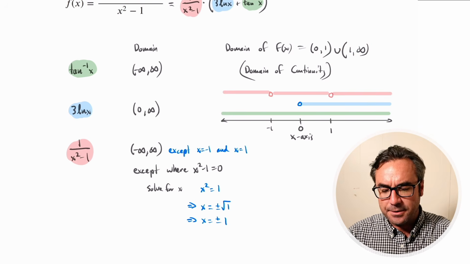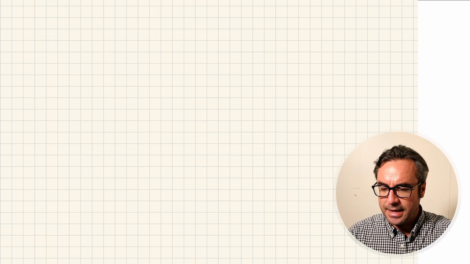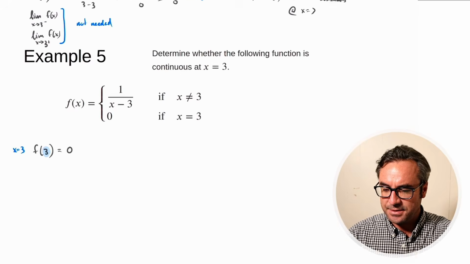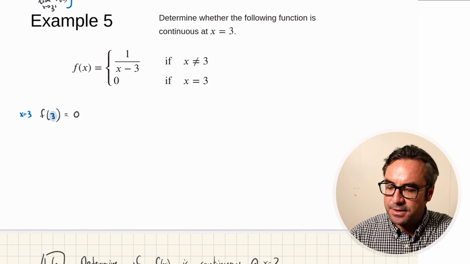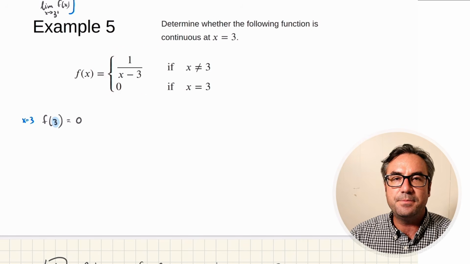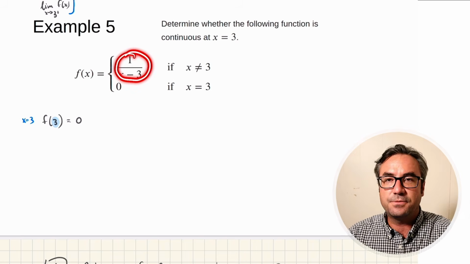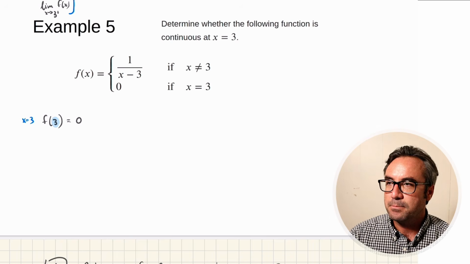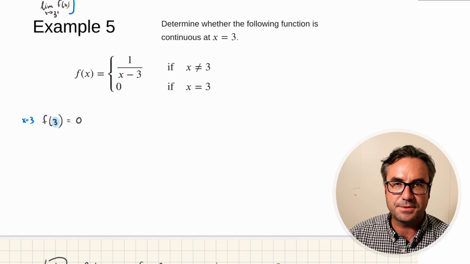Now, I do want to go back. There's one example that I want to finish up. We were looking at example 5 at the end of last class. And this is something a little bit different. This is not an elementary function. This is a piecewise function. So yes, parts of it are rational functions. But then we have these certain conditions on it, like this.